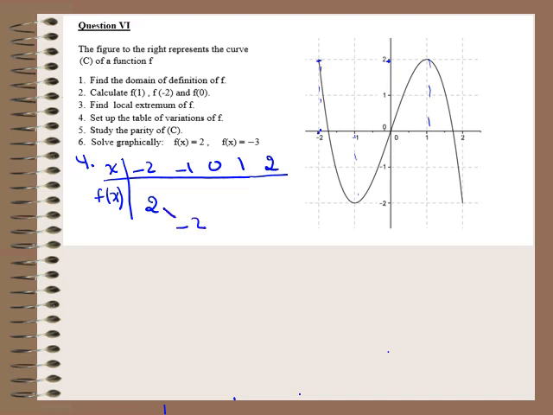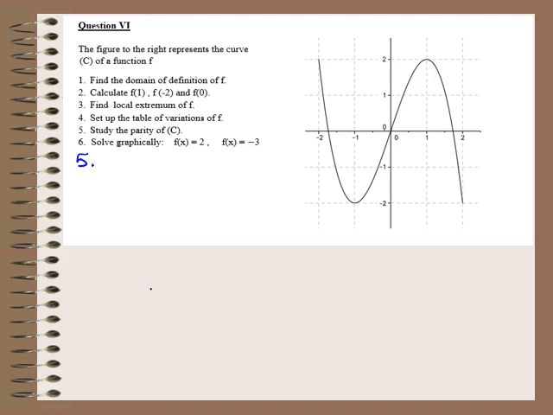Then it is decreasing from 2 to −2. f(0) is 0. Then it is increasing from −2 till 0. f(1) is 2. Then it is increasing from 0 to 2. f(2) is −2. Then it is decreasing from 2 till −2.